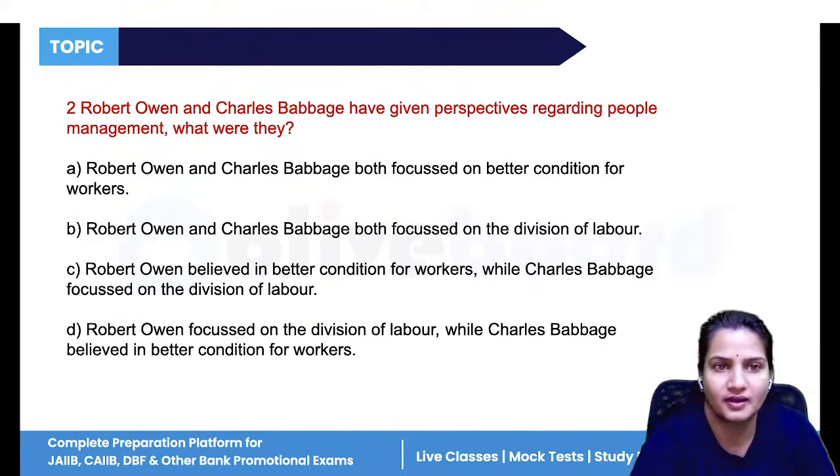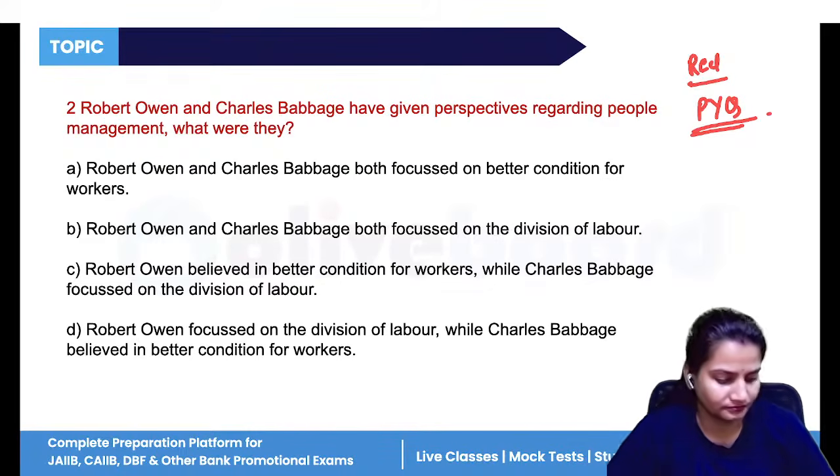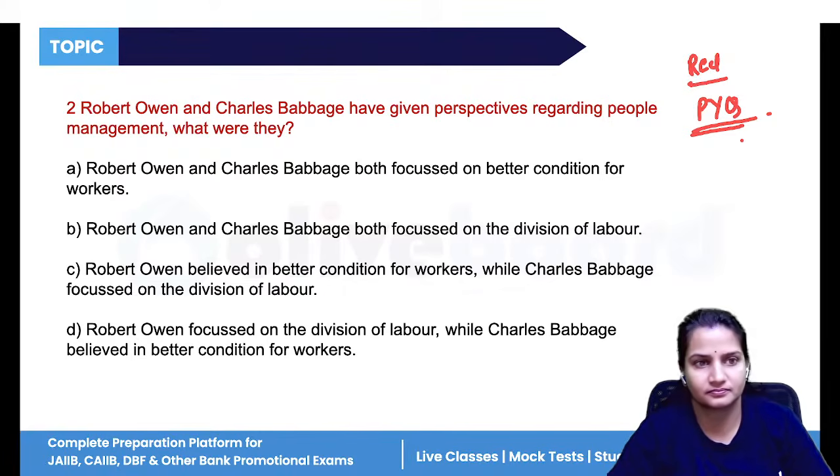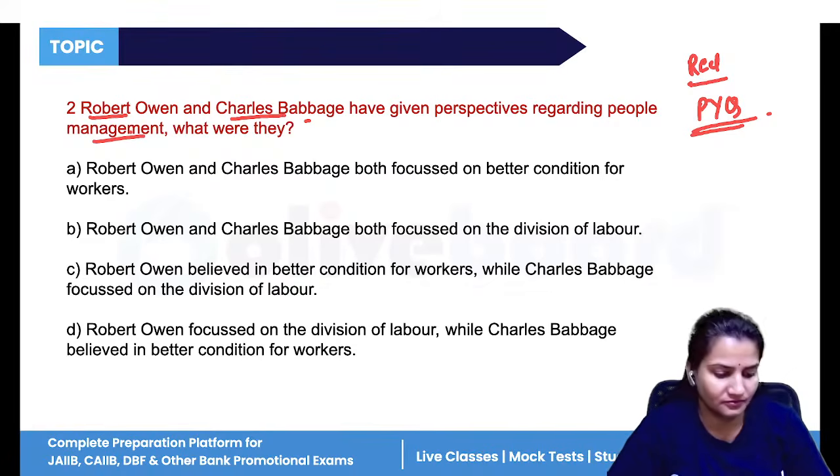question number 2. The question which is highlighted in red color is a previous year question. So I have added 2, 3 PYQs also. What did Robert Owen and Charles Babbage say about HR or human resource? Come on, give me your answers.